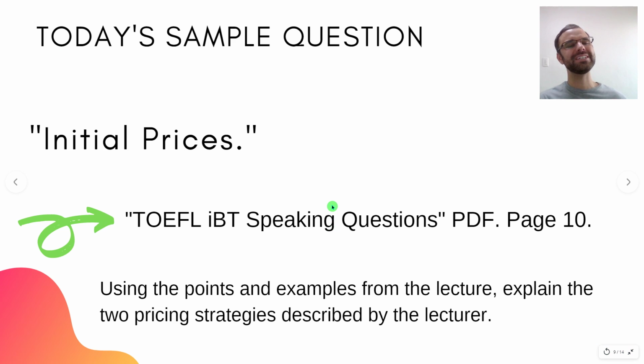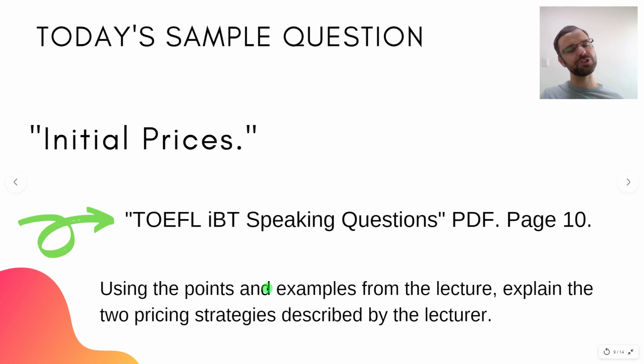All right, so today's sample question is taken from the TOEFL iBT Speaking Questions PDF, page 10. Look for the one about initial prices. Now, this is an official document from ETS, and I'm going to put a link to it down below in the video description. I do encourage you to take a minute to load up that PDF so you can read the lecture transcript as you look at my notes and as you look at my sample answer. I think that will help you understand what I'm trying to say here.